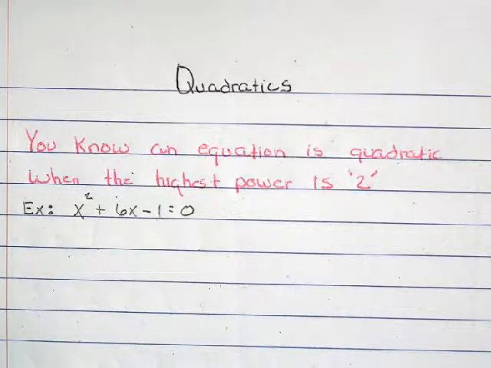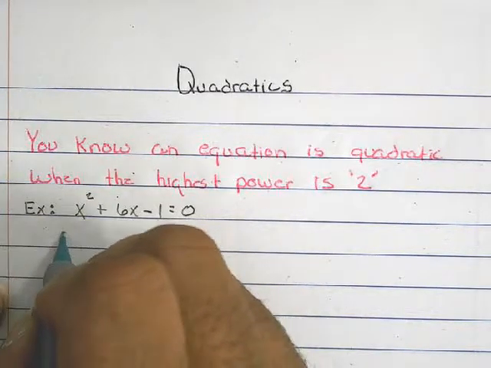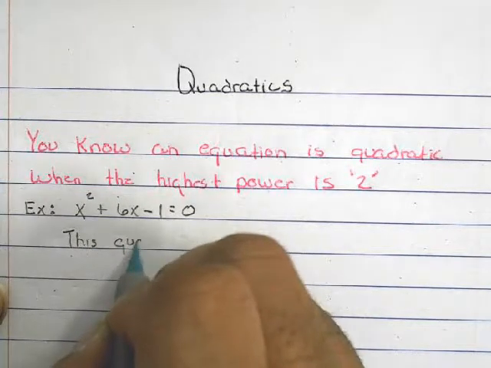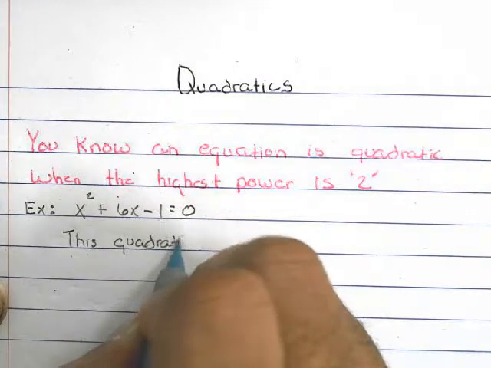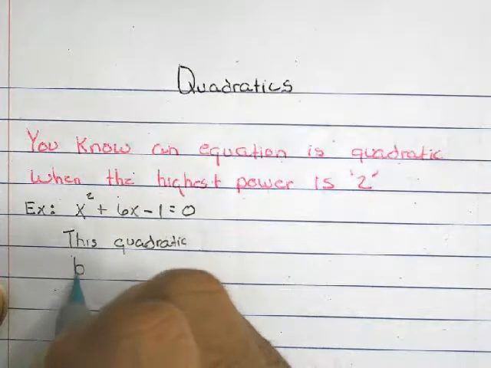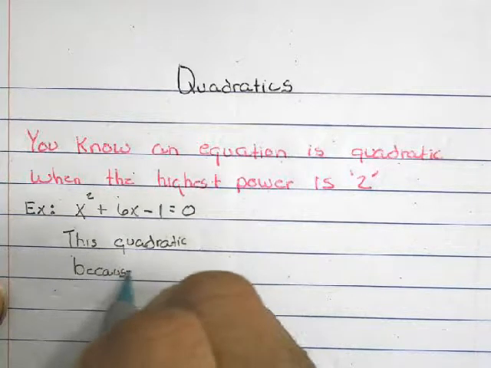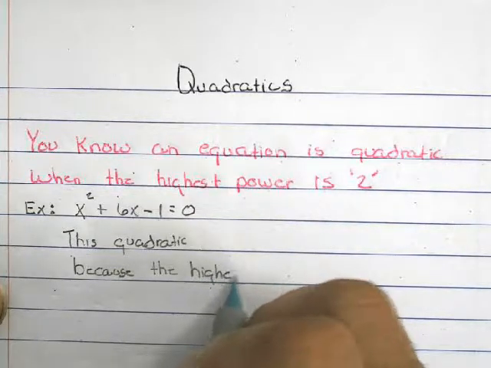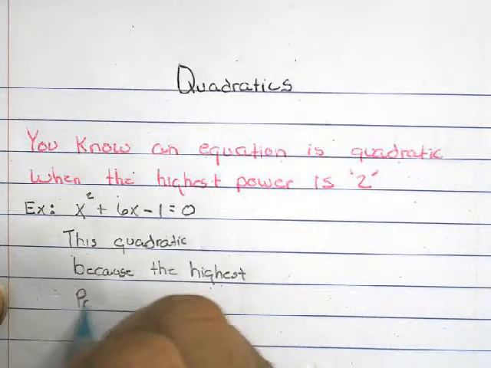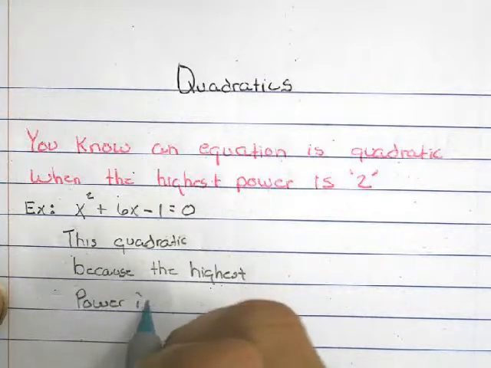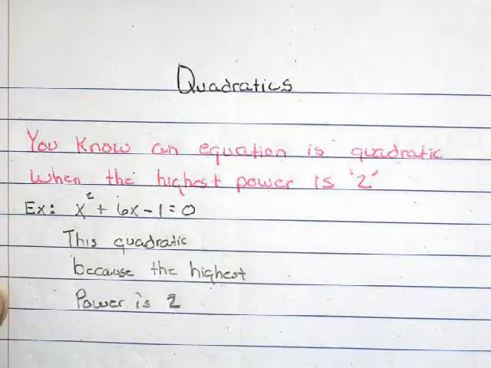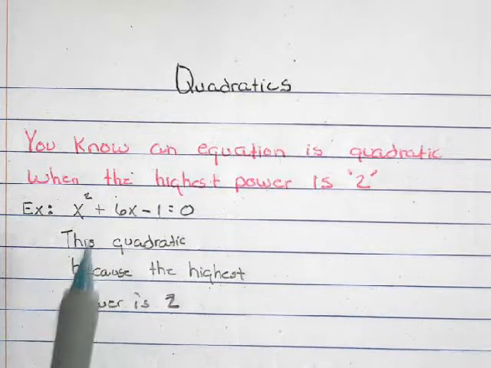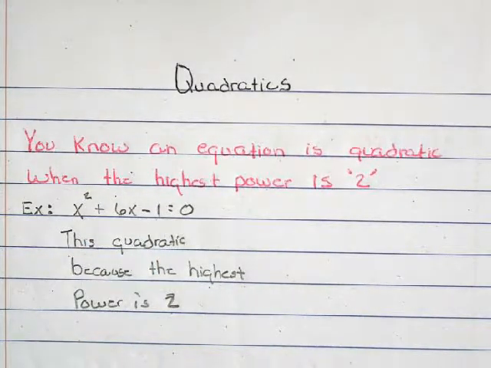Now, this is quadratic because the highest power is 2. It's quadratic because the highest power is 2. That's all you're looking for. What's the highest power in that equation? And it'll tell you it's 2.